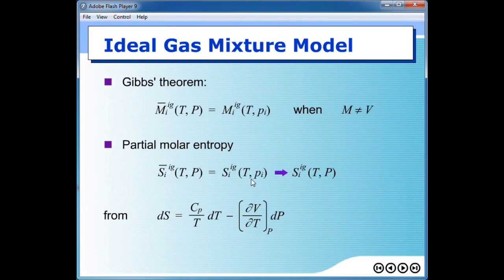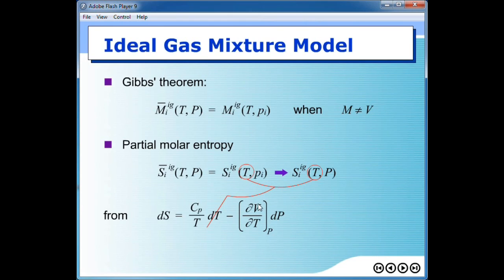Now, from this state to that state, the temperature is the same, so the dT here can be cancelled. They are the same, so it doesn't matter here. This term will be dropped. From this state to that state, we change the pressure only. So in order to get this, we simply integrate the second term. But in the second term here, we need to put in V to change it.